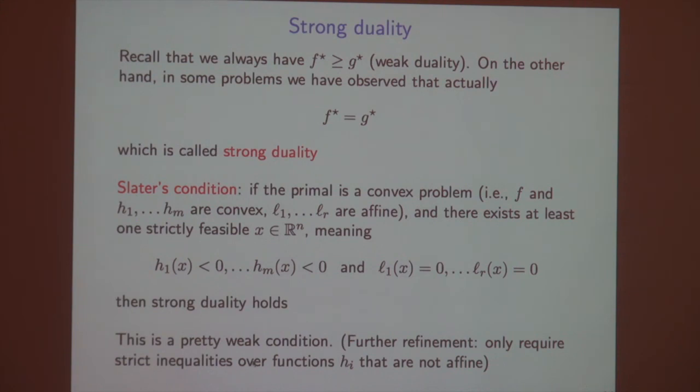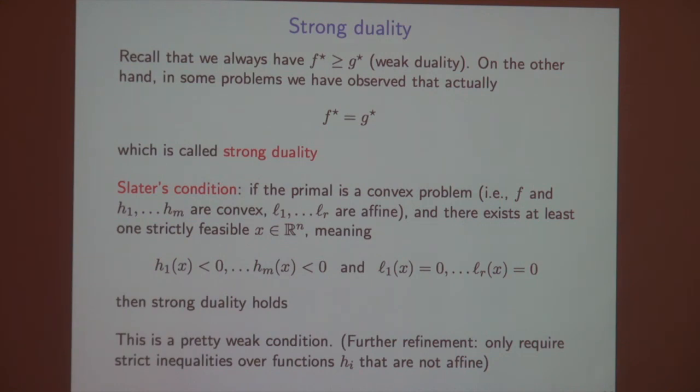There's an even weaker version of Slater's condition, which says that we only require strict inequalities over the non-affine inequality constraints. So if Hi happens to be affine, then we don't require there to exist an x such that Hi of x is strictly less than 0, along with all the other constraints. We can just make that less than or equal to 0. So that's the weakest version of Slater's condition that we know. Pretty much holds, like I said, for any primal convex problem.